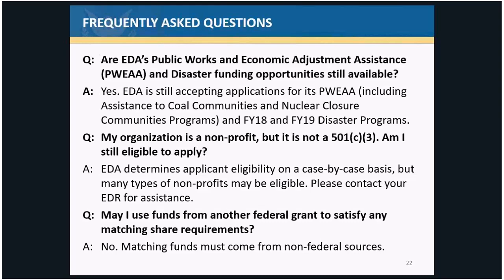My organization's a nonprofit, but we're not a 501(c)(3). Am I still eligible to apply? That depends. EDA determines applicant eligibility on a case-by-case basis, but many types of nonprofits may be eligible. Please contact your EDR for assistance. May I use funds from another federal grant to satisfy any matching share requirements? Generally, no. Matching funds must come from non-federal sources, though there are a few exceptions like CDBG funds from HUD, but that is the exception, not the rule. Please talk to your EDR if you have any questions about that.